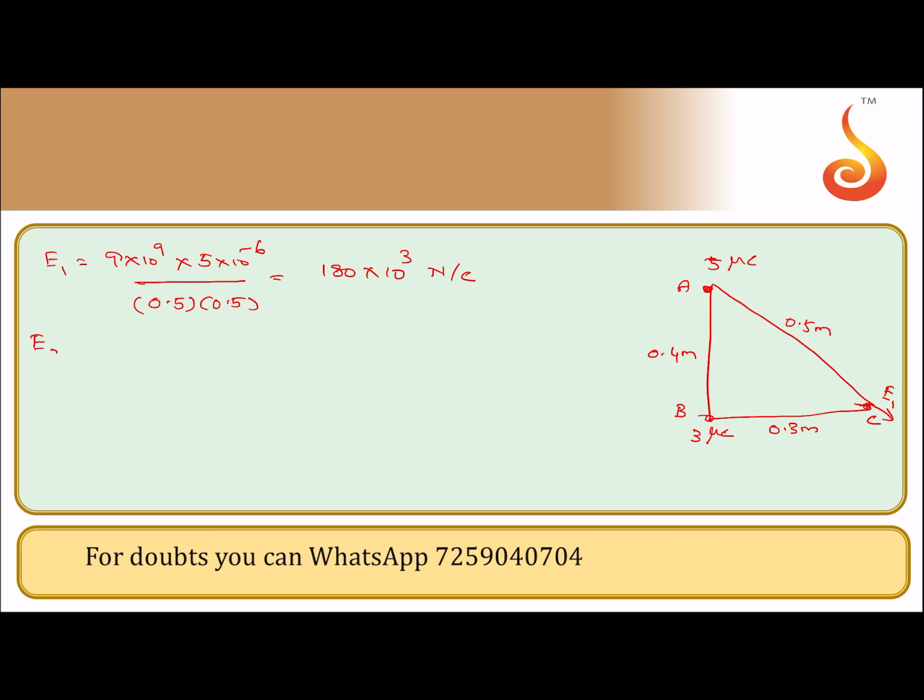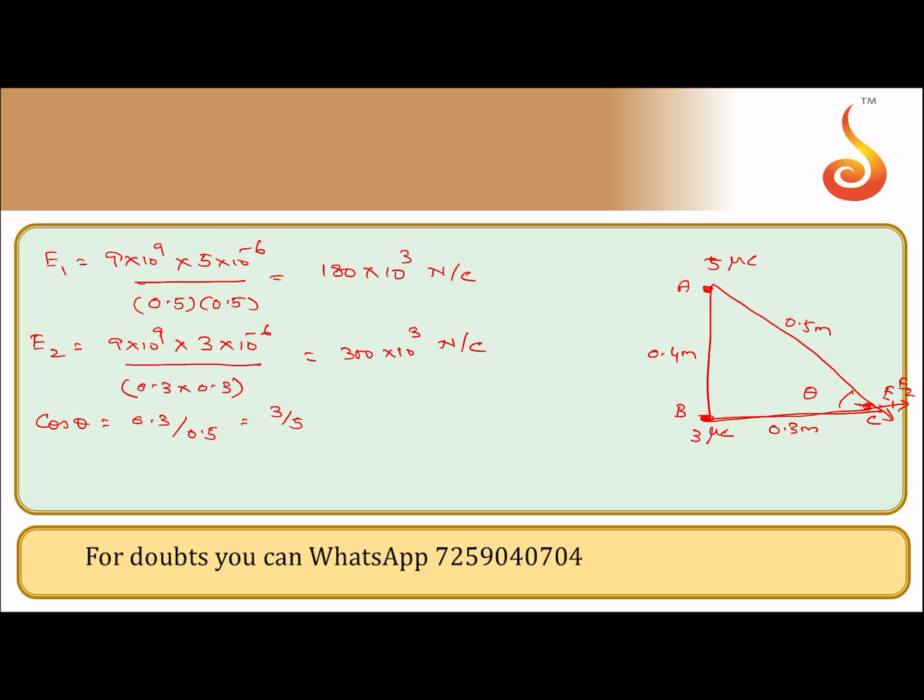Now, I want to get E2. E2 is because of the 3 microcoulomb located at B, its electric field will be horizontal, E2 to the right. So, what is E? K, 9 into 10 power 9 into Q is 3 micro. So, once again 10 power minus 6 by what's your distance now? 0.3 times 0.3, which is equal to, so it becomes 9 cancels off 3, 300 into 10 to the power 3 Newton per coulomb. This angle is theta. So, what is cos theta? cos theta's adjacent side by hypotenuse. So, it becomes 0.3 by 0.5 or 3 by 5.